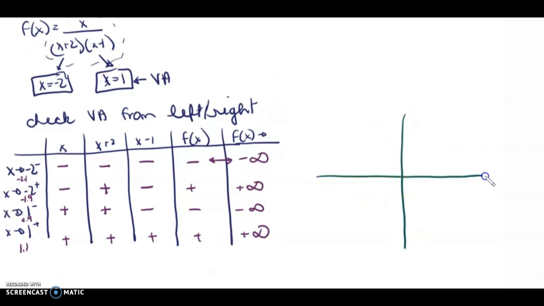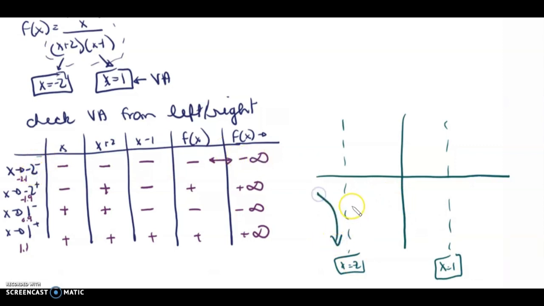When we sketch this, we have a vertical asymptote at x equals -2 and a vertical asymptote at x equals 1. On the left side of -2, we approach from down here. On the right side of -2, we approach from positive infinity. On the left side of 1, we approach negative infinity, and on the right side of 1, we approach positive infinity. So indeed, these two are asymptotes, and this is how we approach them.